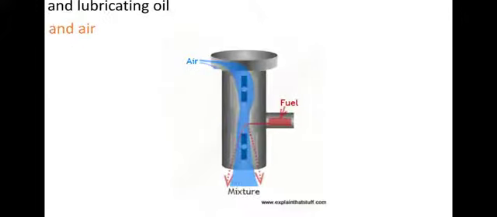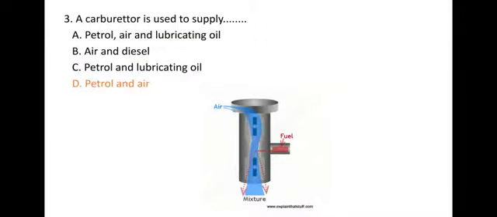So here you can see a schematic diagram of a carburetor. From one end the air will come inside the carburetor, and from another end the fuel will come, and then the air fuel mixture is prepared inside the carburetor and supplied to the cylinder during the suction stroke. So mainly the carburetor is used to supply the air fuel mixture to the engine.